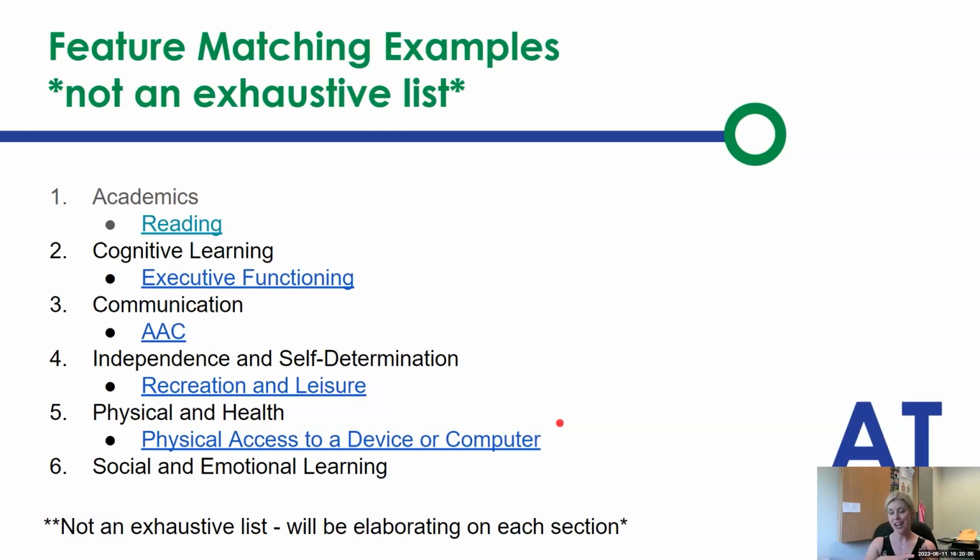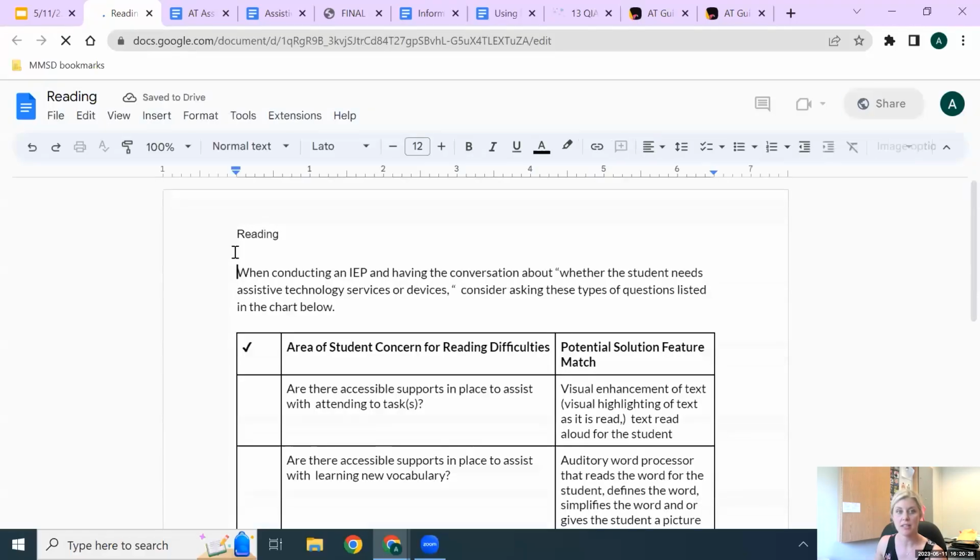This is just a snapshot, an example, but those 6 areas are academics, cognitive learning, communication, independence and self-determination, physical and health, and social and emotional learning, sticking different areas underneath there and really helping hone in on what kinds of questions or what kinds of things we need to help figure out those features. So I'm going to give an example. For example, with reading, this is an area that Kathy has worked hard on.